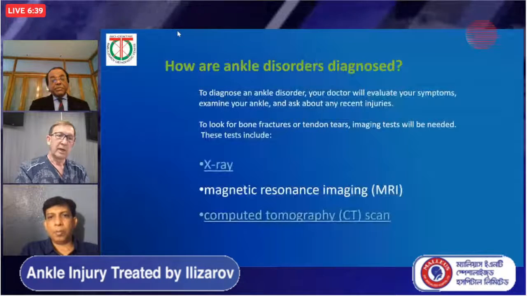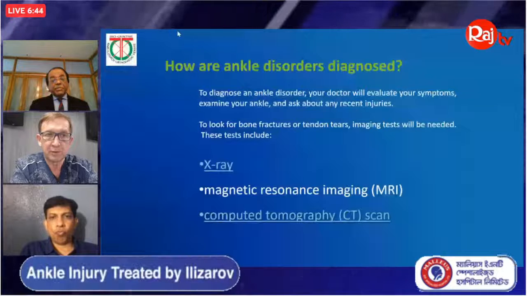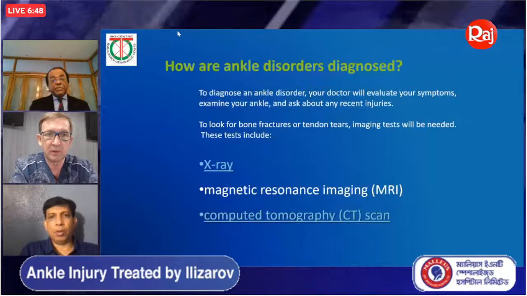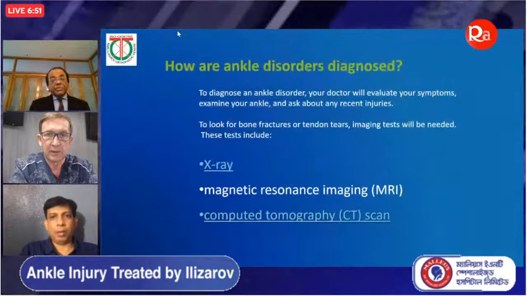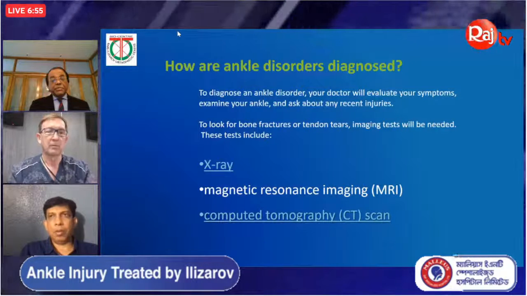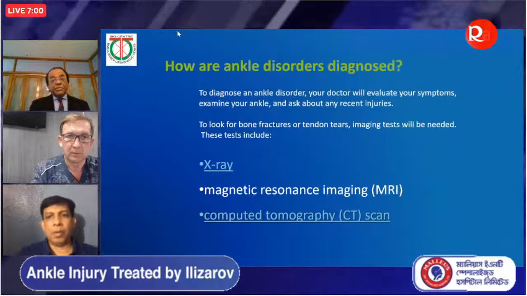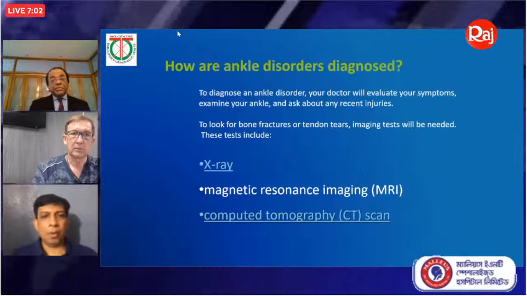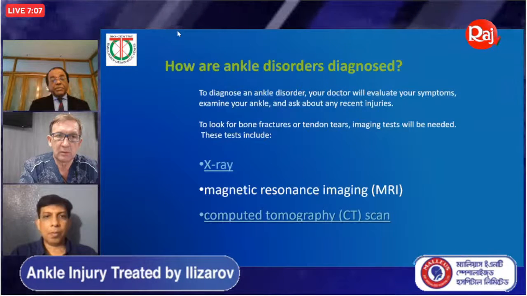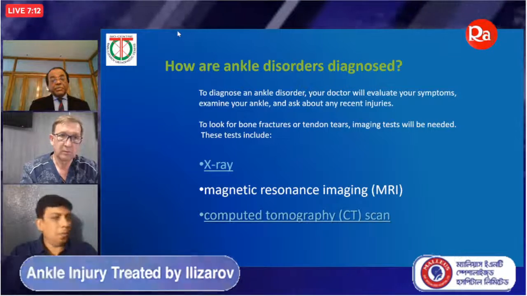So, ankle, how can you diagnose? To diagnose an ankle disorder, you must evaluate the symptoms, examine the ankle, and ask about recent injuries. Now, when you see bone fractures or tendon tears, you must have an X-ray and MRI and computed tomography, that is CT scan. These are the three important tests that you should go for when you find an ankle injury.